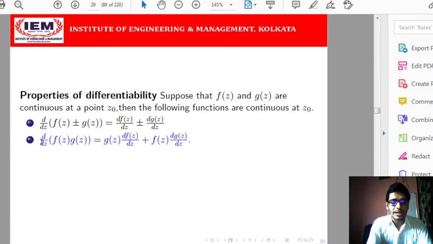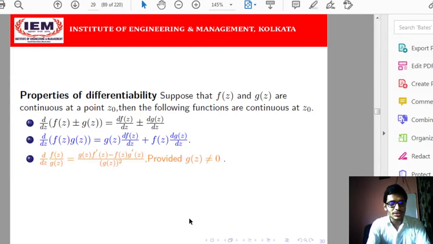Then there comes a multiplication rule. This rule is the same as we have studied earlier for the function of a real variable. So d/dz of f(z) into g(z) will be g(z) into the differentiation of f(z) with respect to z, plus f(z) will be fixed, the differentiation of g(z) with respect to z. Then there comes the quotient rule. So what is the quotient rule? The rule is the same as you have studied earlier. d/dz of f(z) by g(z) will be g(z) whole square into, g(z) will be fixed, the differentiation of the numerator function, minus f(z) will be fixed, the differentiation of the function that is there in the denominator. This differentiation of the quotient will be defined whenever g(z) is not equal to 0, because if g(z) equals 0, then g(z) whole square will be 0, so this will not be defined.